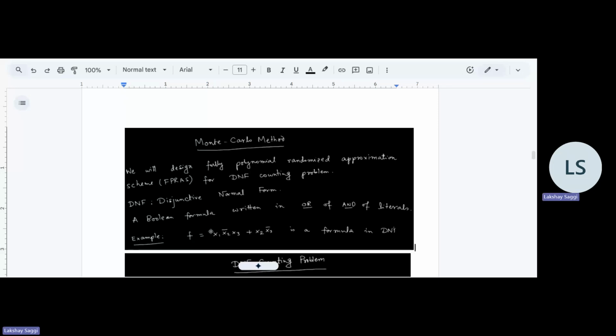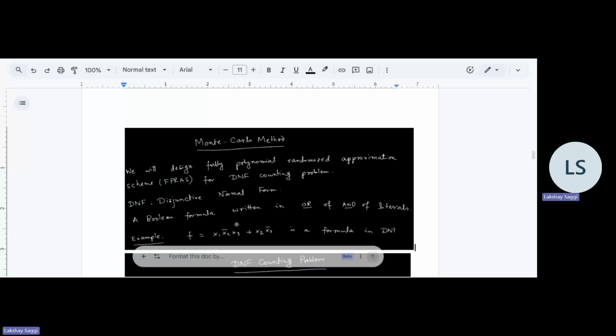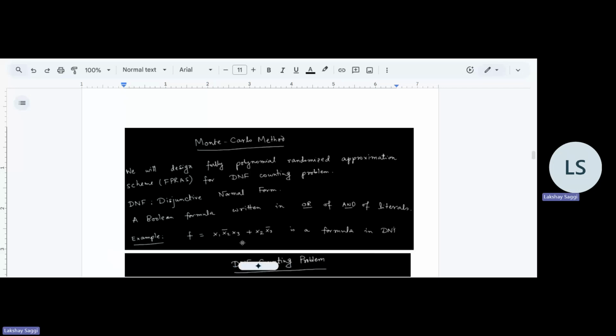For example, a function of this form, x1 x2-bar x3 plus x2 x3-bar, is a formula in DNF. And why is this? Note that this plus essentially corresponds to an OR, and this OR separates two terms, and both of these are just ANDs of literals. This is an AND of x1, not x2 and x3, and this is an AND of x2 and not x3. So this is in DNF because we are taking ANDs and then taking a final OR.